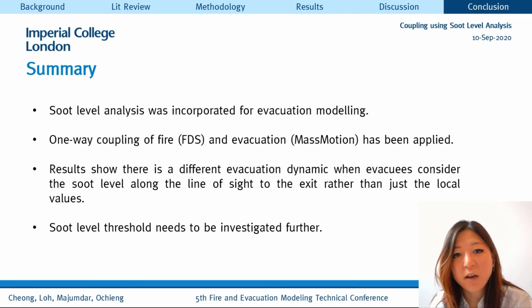Results show different evacuation dynamic, and in the future, particularly the soot level thresholds need to be further investigated.